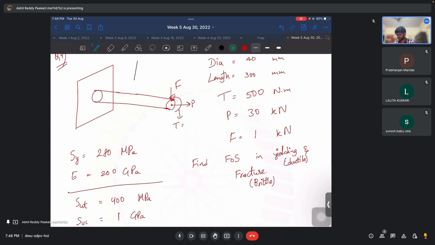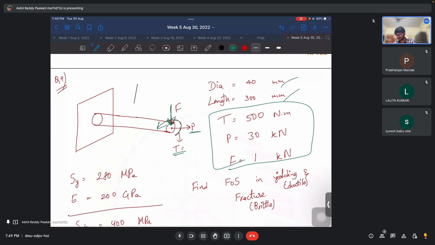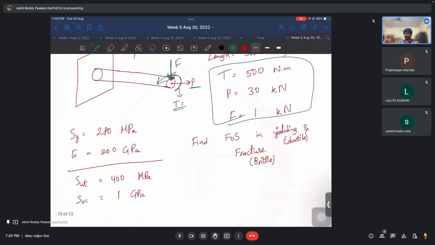So we have a cylindrical rod and one force is acting on it vertically. There is an axial force P and then there is torque. The values are given, and the diameter and length are also given. So we need to find the factor of safety in yielding and in fracture also, assuming two different materials. One material fails in a ductile manner, and the other material has these properties and fails in fracture. Okay.